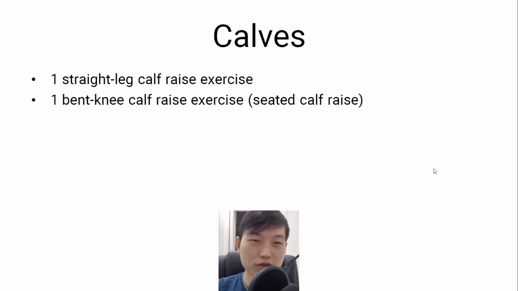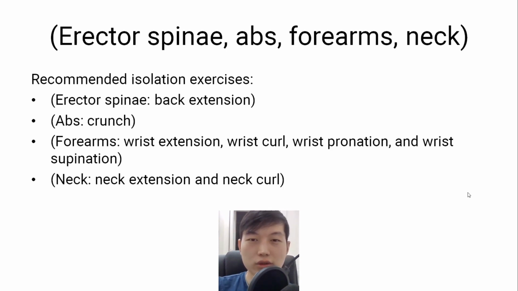Then we have the calves. For the calves, you need one straight leg calf raise exercise and one bent knee calf raise exercise. And then you have optional exercises, for example if you are weak in these muscles or you want to train them more, or maybe you just want to grow these muscles more. What exercises I recommend for these muscles is the back extension for the erector spinae, crunch for the abs, wrist extension, wrist curl, wrist pronation and wrist supination for the forearms, and neck extension and neck curl for the neck.